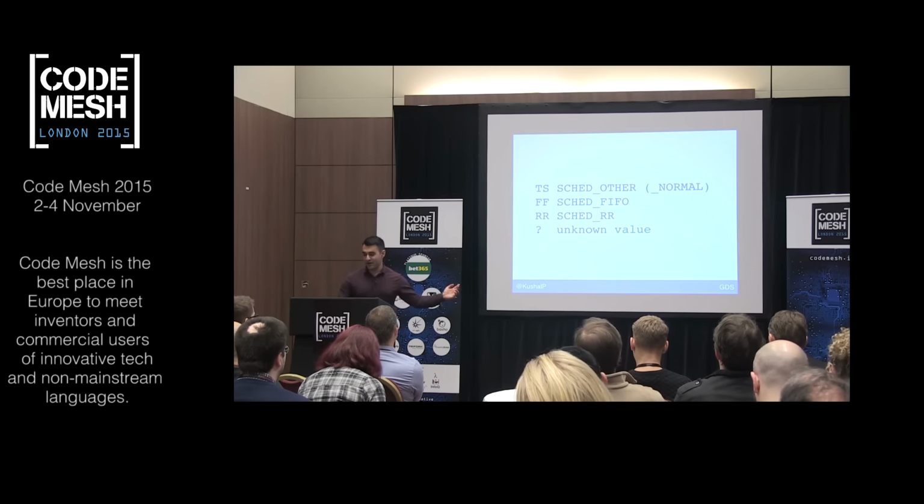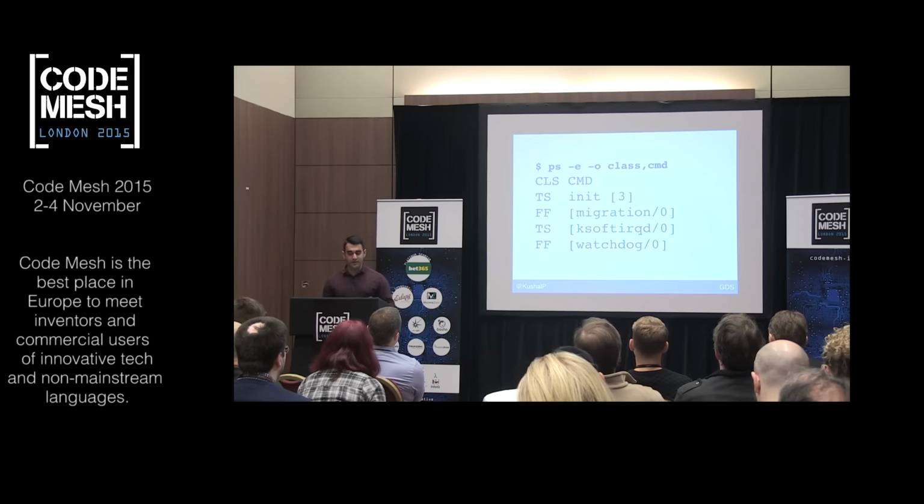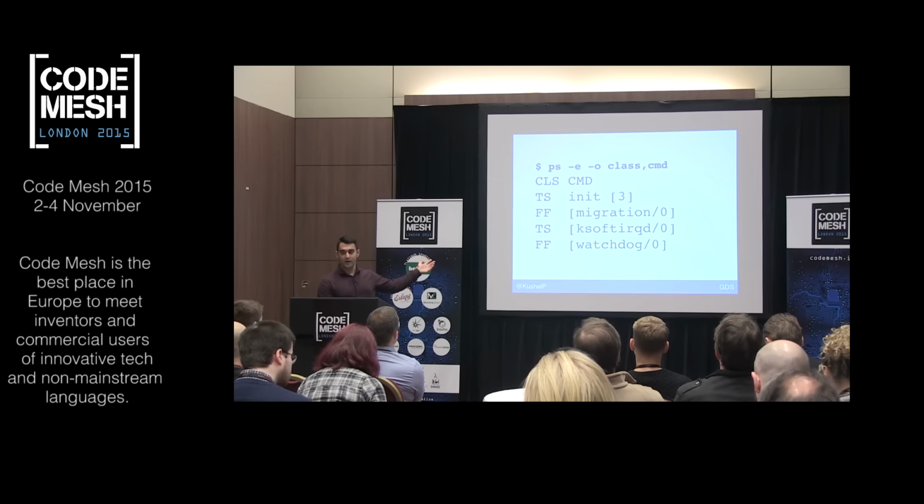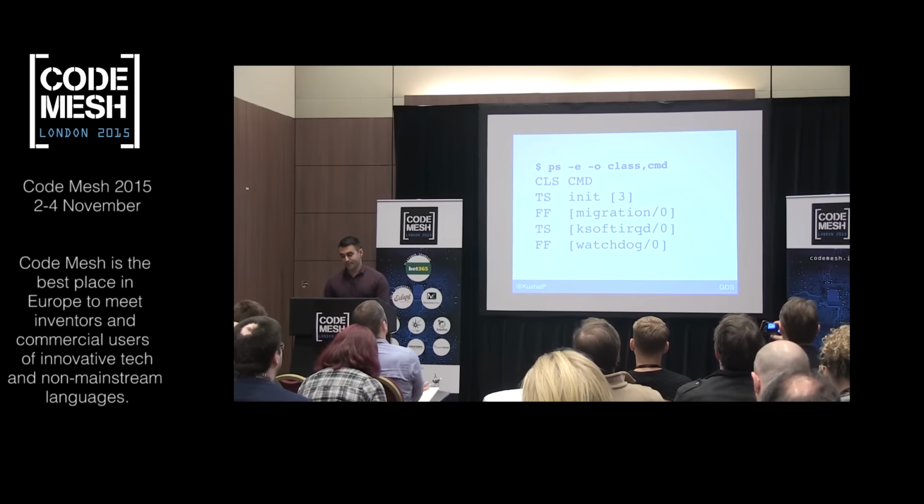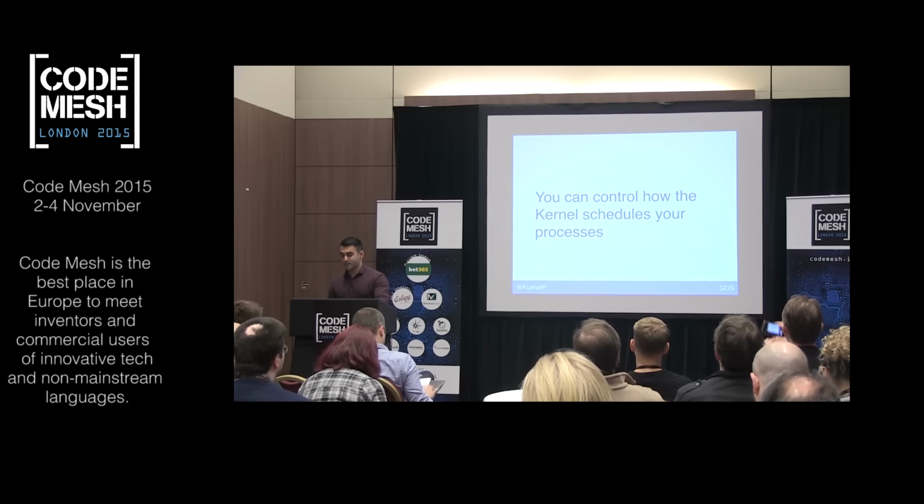But if you wanted to understand what scheduling policy is used for your various different processes, you can use a whole host of simple tools to do that. So with ps, you can look at the class for the given command. Here you can see just a very short list that I've generated, looking at a few of those right now. You can also control how the kernel schedules your processes.